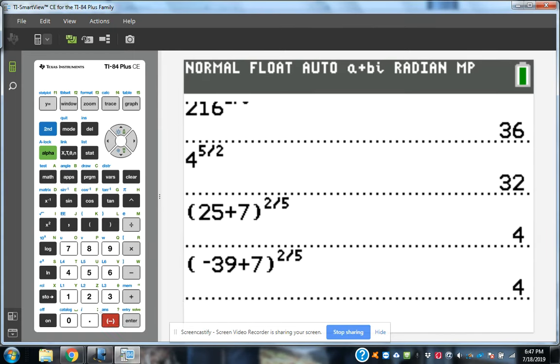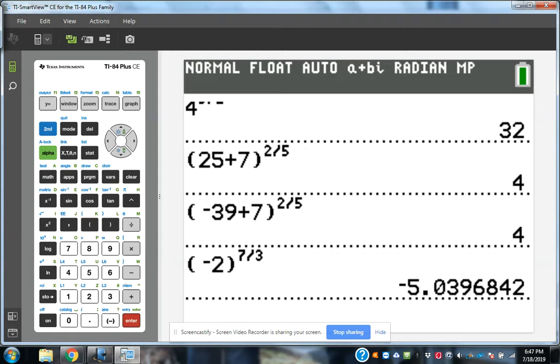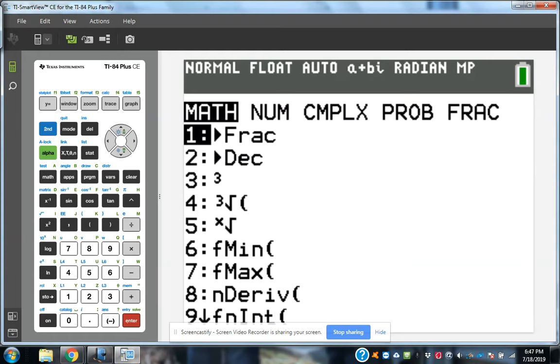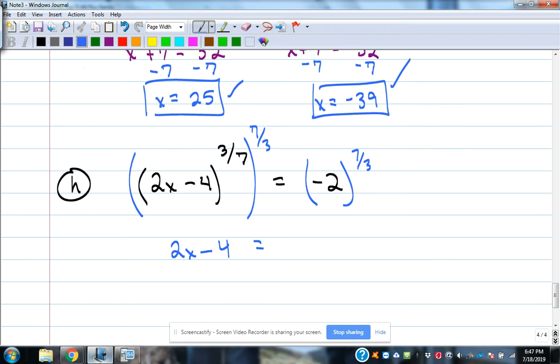I don't know what that is. I'm going to work that out. Negative, need parentheses on that. Negative 2 raised to the 7 over 3. It may not be a good number. It's not. And that's okay. It's okay if that happens. So that's negative 2 to the 7/3. We're going to leave it like that. And we're still going to be able to solve this for x. We're just going to have that weird looking number in our answer.